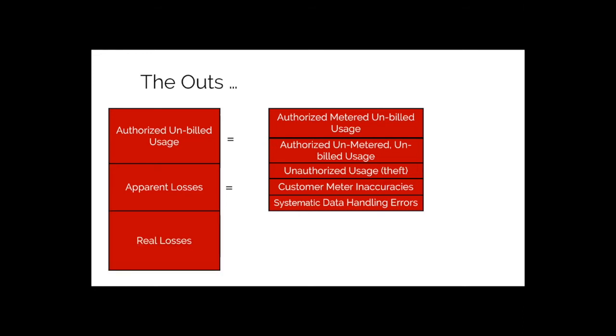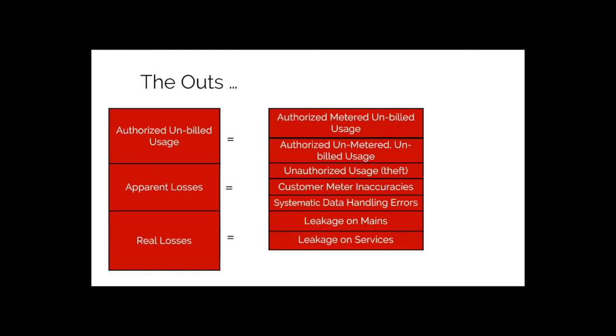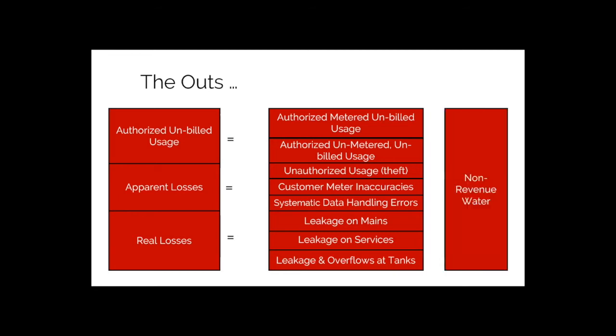And then our third category was those real losses. This is leakage. This is actual leakage in your system, real loss. So this is where you have leakage on your mains, leakage on your service lines, or leakage or overflows at your tanks. So all of this is your non-revenue water. This is where your calculations will come into place and you will then have a value and a volume for your non-revenue water. So Heather's going to walk you through the audit software at this time.